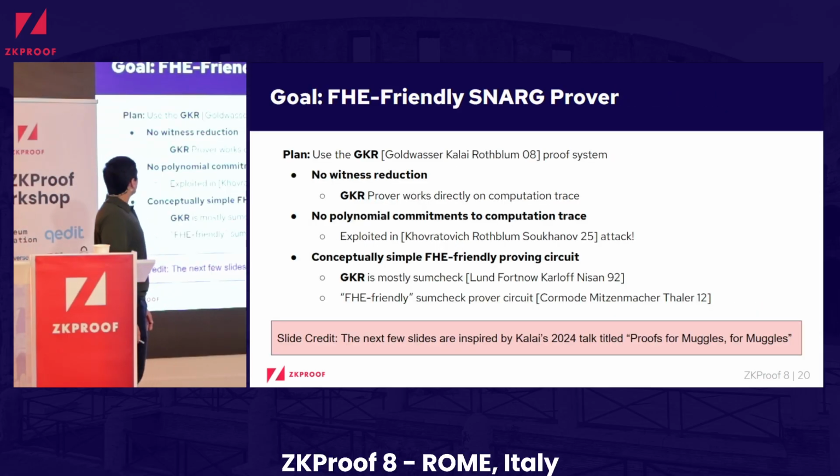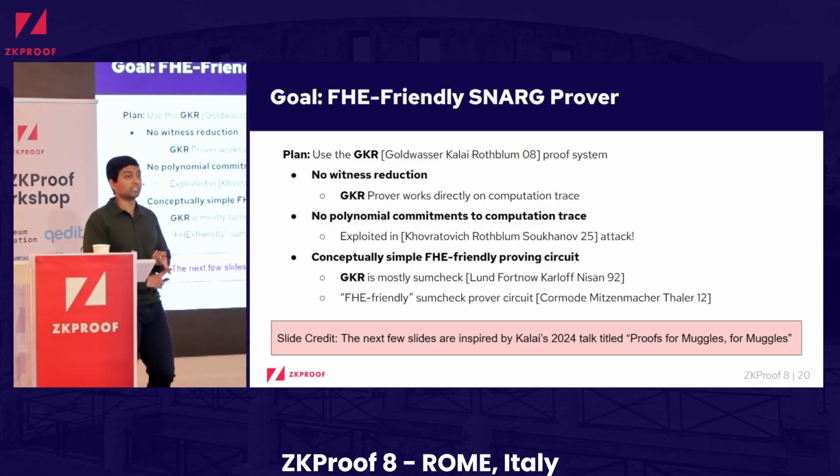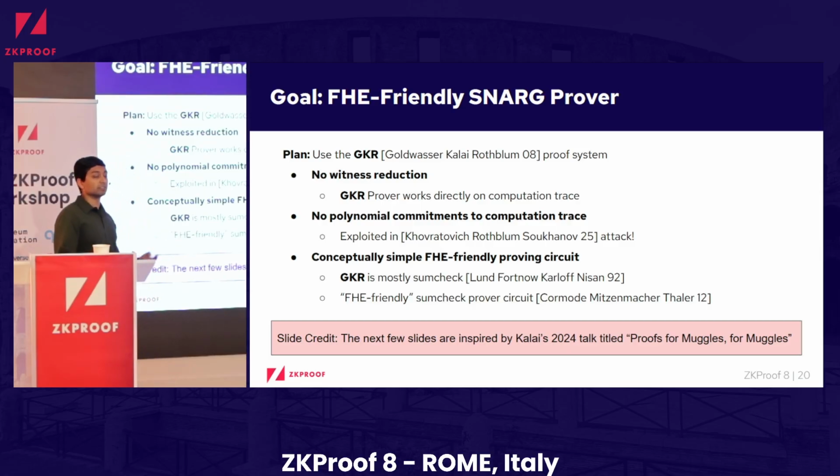Cool. And so what we'll do is use the GKR proof system. This is a very simple proof system which has 3 very nice properties I'd like to highlight. The first is that there's no witness reduction. The prover works directly on the computation trace. There's no extra step. And it's field agnostic, for those of you who are familiar.